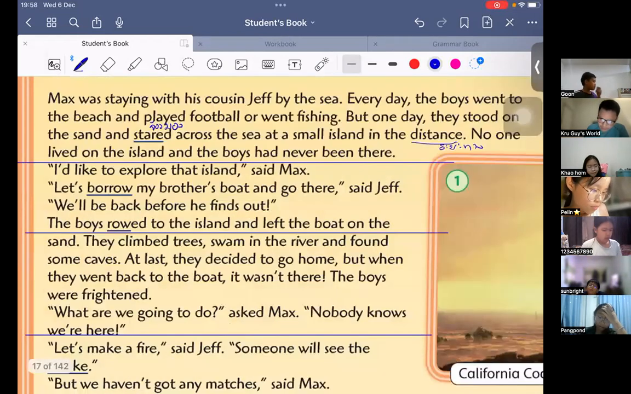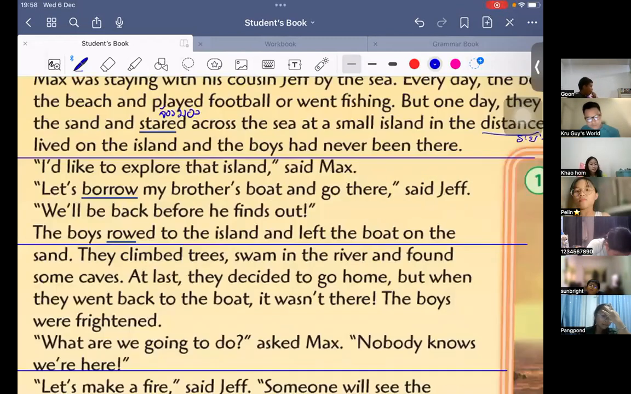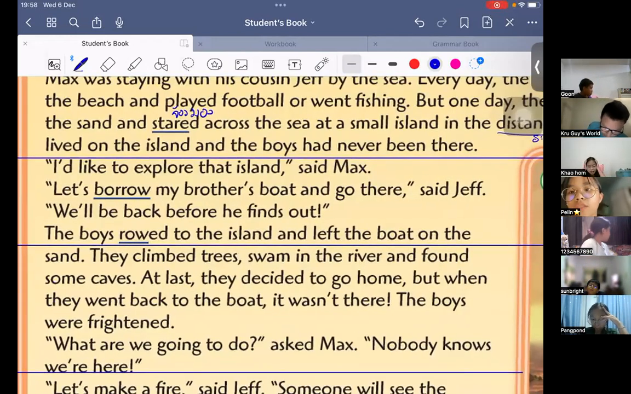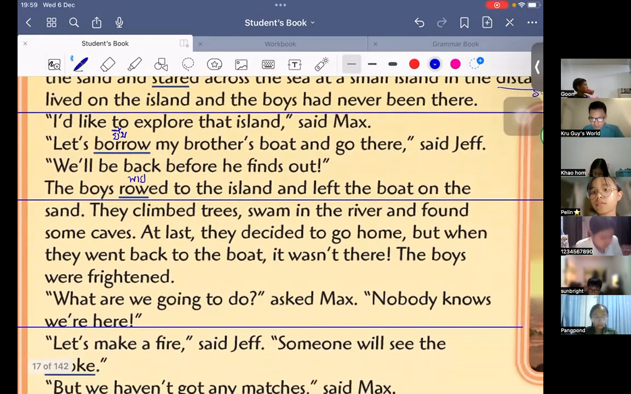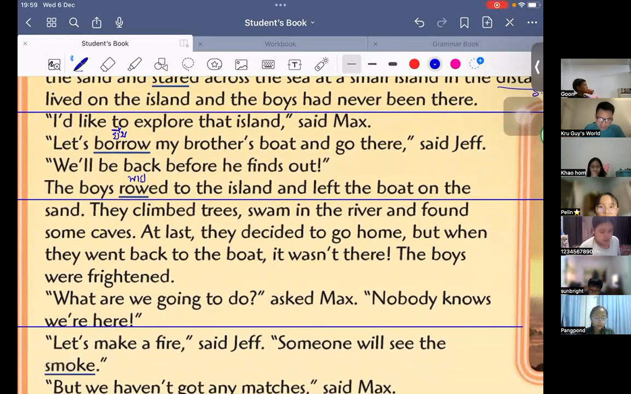Good job, Helen. "I'd like to explore that island," said Max. "Let's borrow my brother's boat and go there," said Jeff. "We'll be back before he finds out." The boys rowed to the island and left the boat on the sand. Okay, thank you. You have finished the sentence. Okay, sound right?